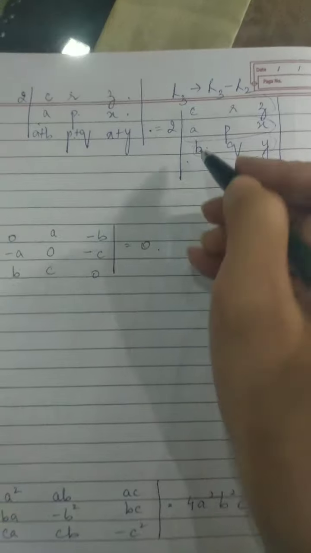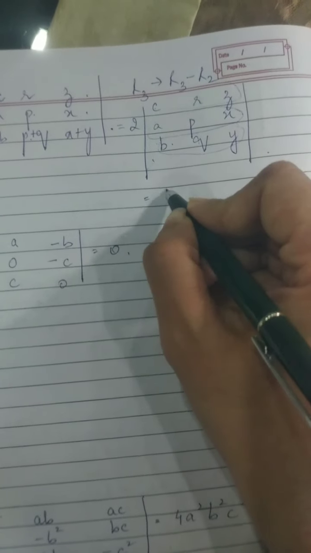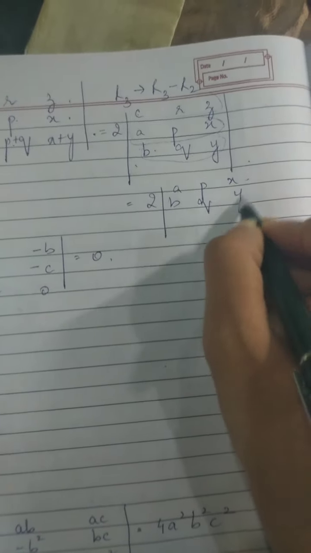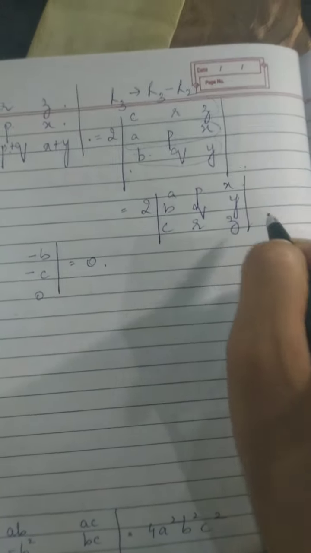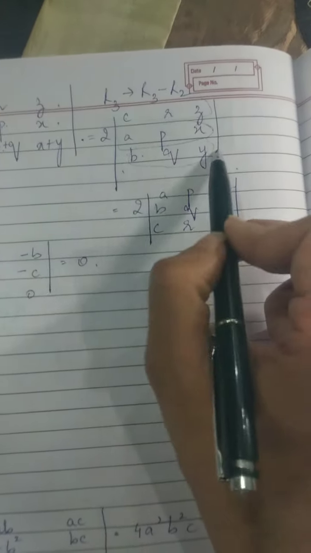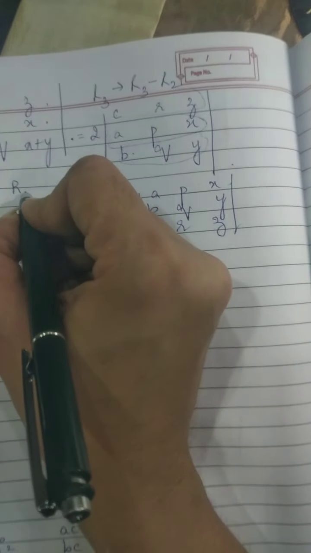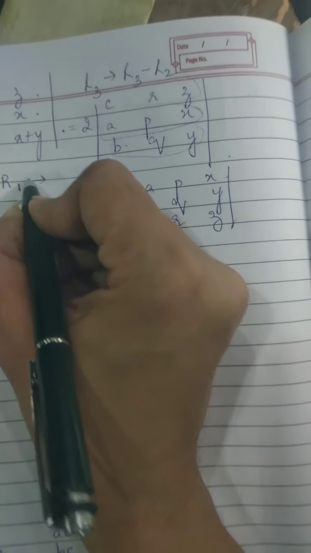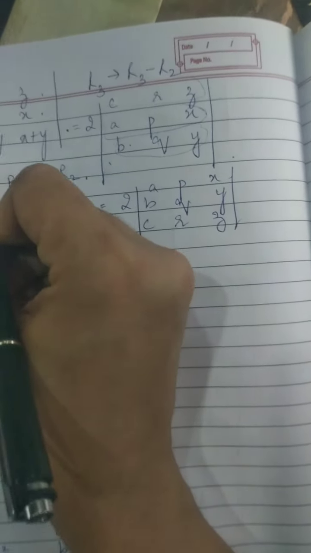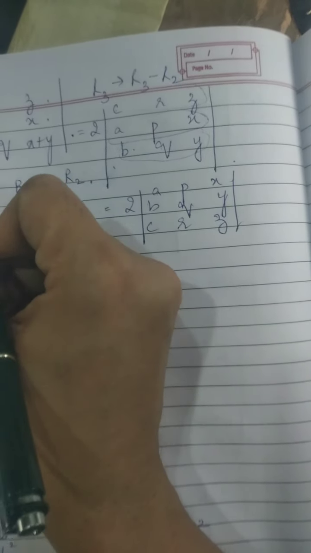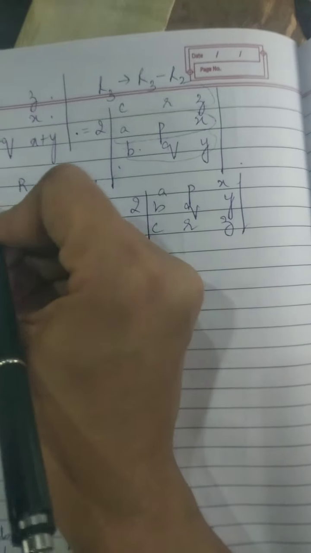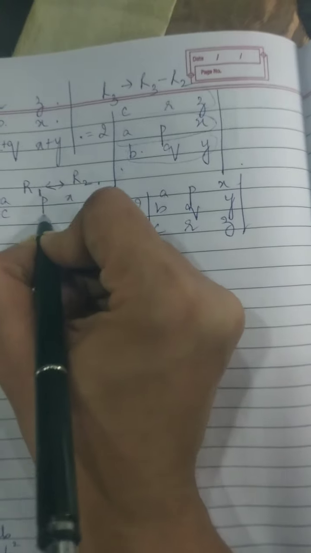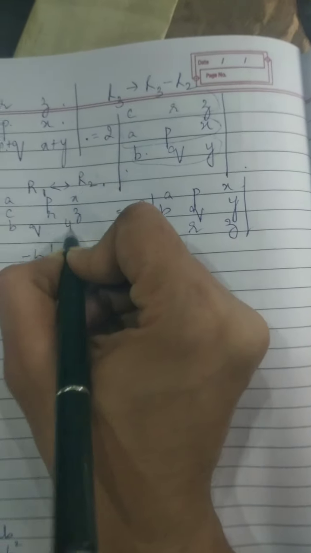That is, what is the resultant answer? We want it to be equal to 2 times APX, BQY and CRZ. How can we have that? By interchanging the rows. Remember, we just discussed, if we interchange row 1 with row 2, right? What happens? The value of the determinant becomes negative. So we have minus here. This becomes APX. This is CRZ and this is BQY.